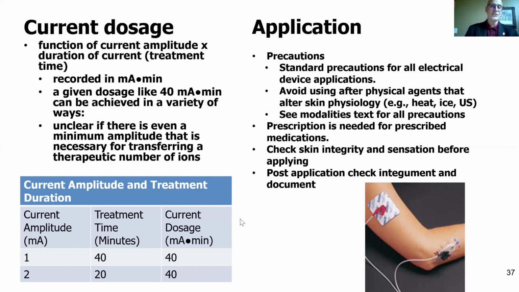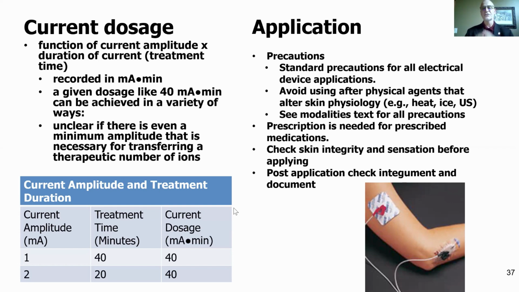And you could achieve that in a variety of ways. It could be 1 milliamp for 40 minutes. It could be 2 milliamps for 20 minutes. It could be 4 milliamps for 10 minutes. And that would be all the same dosage. Right? Which is best? Don't know. Doesn't really matter. They all deliver the same dosage. It's just different ways of doing it.